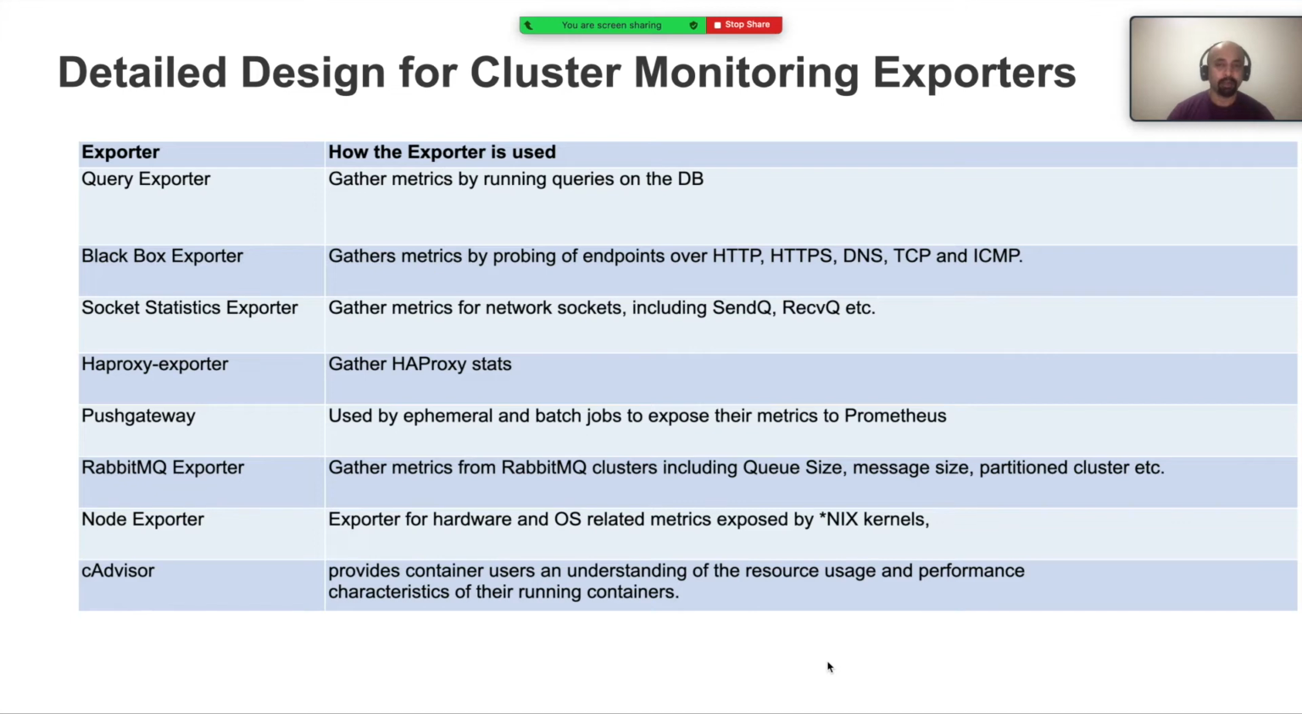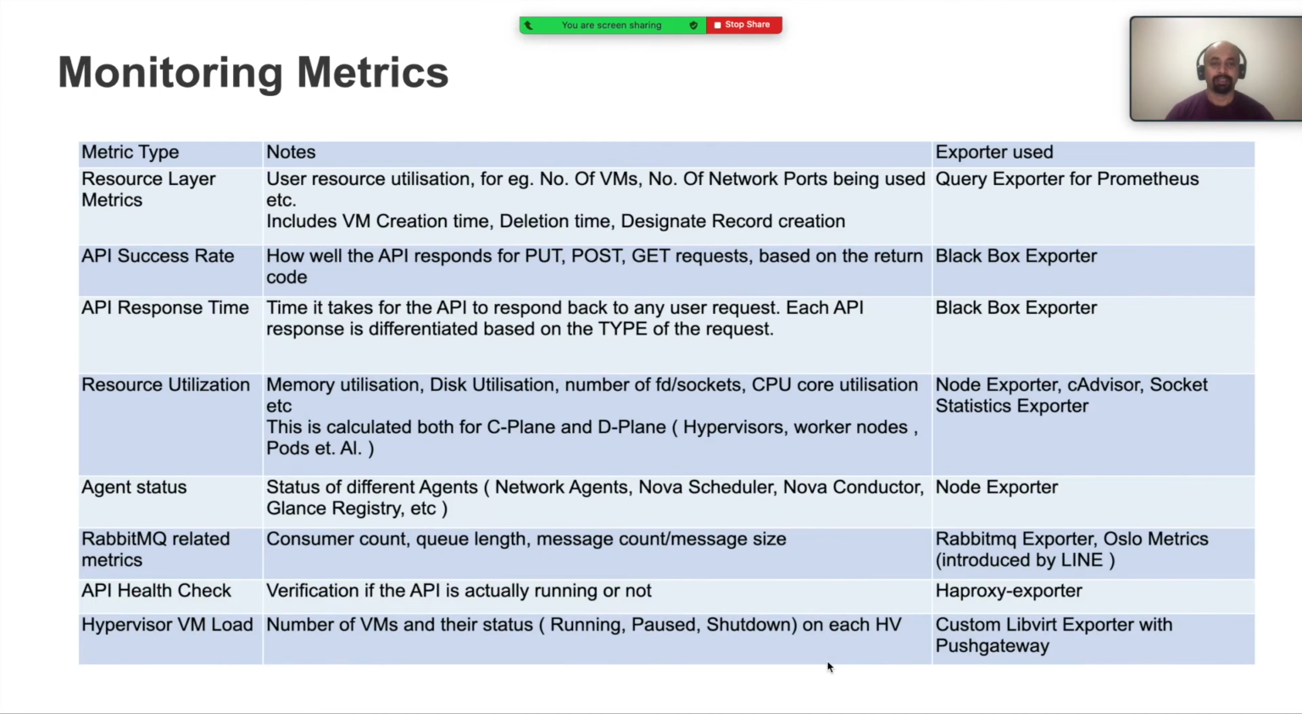The next one is a black box exporter. The black box exporter is basically used to probe the endpoints and get the API information. So like the API success rate or the API response time, as explained here. So the API success rate and API response time can be utilized with the black box exporter.